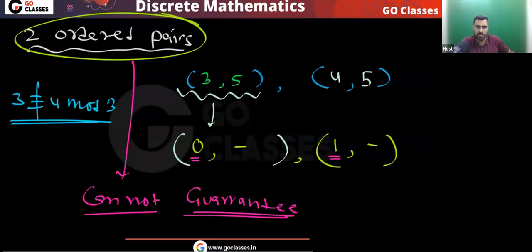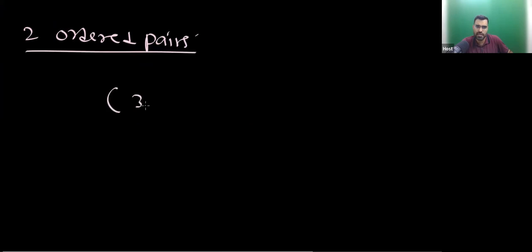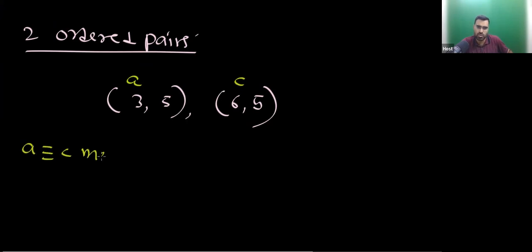Tell me one more thing. With 2 ordered pairs, let's assume someone is saying that, sir, I can take 2 ordered pairs. I can take this type of 2 ordered pairs. For example, I can take 3, 5 and I can take 6, 5. Now here you can notice this is your A, this is your B, this is your A, this is your C. Here you can notice A is congruent to C mod 3.